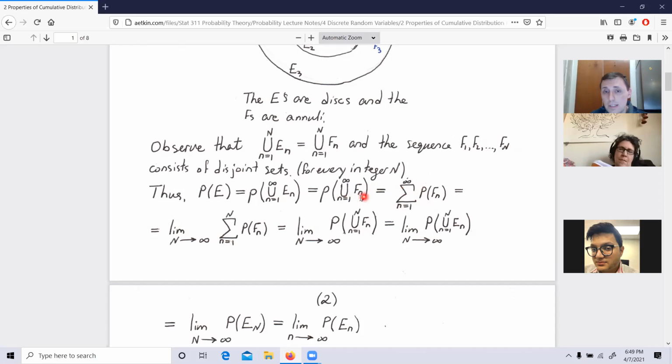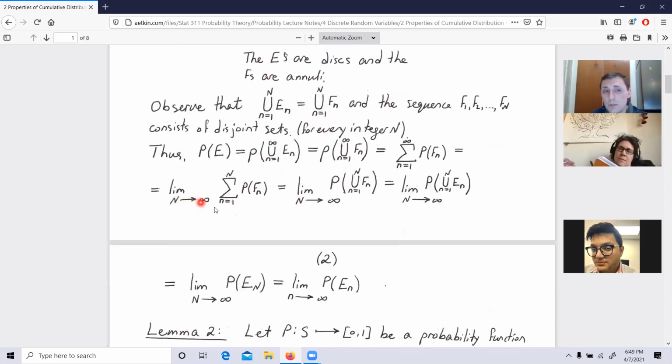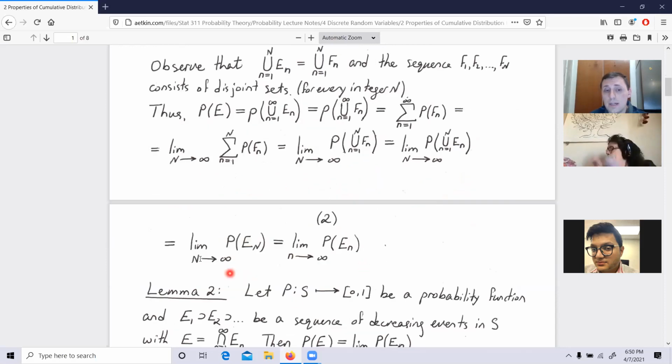You can still follow, guys? It's a summation, and that summation just means the limit as capital N goes to infinity of the sum of the probabilities of F_n. And then I can take the summation and bring it back and make it a union. And that is simply the same as the limit as N goes to infinity of the probability of the union from n=1 to capital N of E_n. But what is this? This is just E sub capital N. And the result is established.